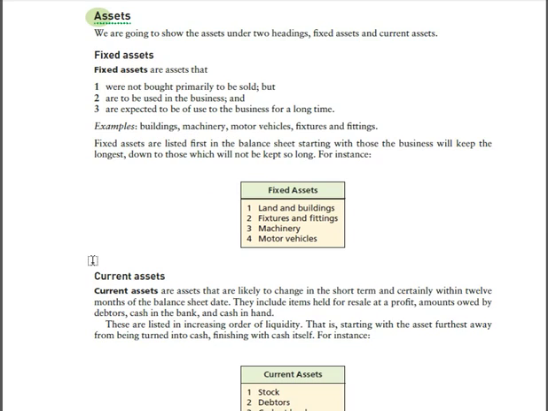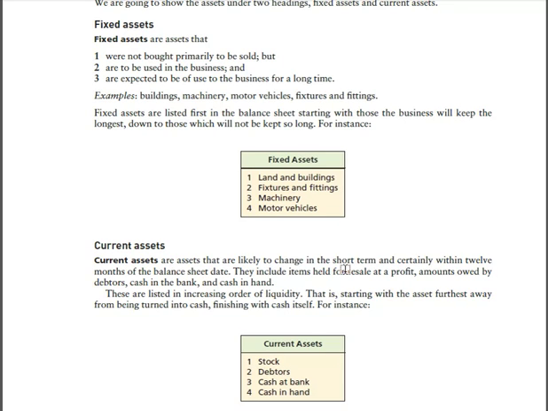The second category of assets is current assets. As the name suggests, the current assets are for a very short period of time, and they are likely to change in a short time, and definitely or certainly within 12 months of the balance sheet date.